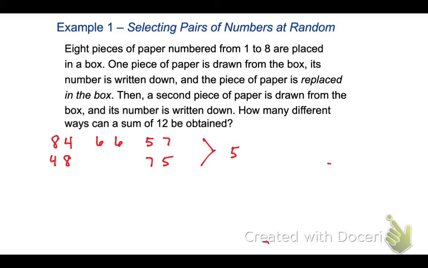Now what I was doing before was actually the same scenario. I have paper in there. I draw a number out, write it down, put it back in, draw a number, write it down. How many different products could I get, or how many different number combinations could I get? 64. So do you see how it's important to pay attention to what it's asking you?